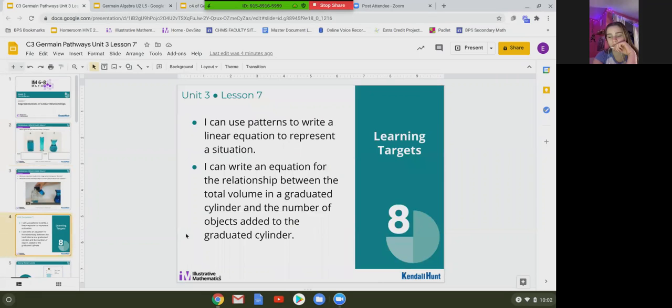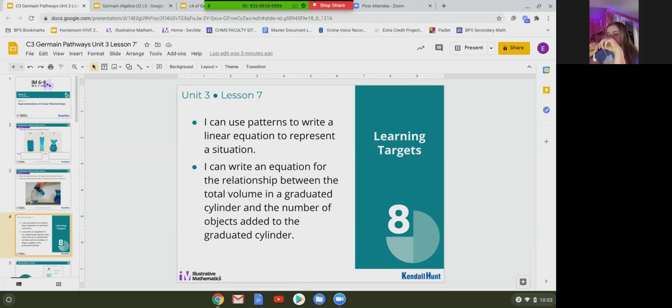Let's take a look at our learning targets for today. One of them is not how we usually write learning targets. Our learning targets are usually sort of more broad and not as specific. But the second one here is actually a very specific learning target where we're saying I can write an equation for the relationship between the total volume in a graduated cylinder and the number of objects added to the graduated cylinder. That's our second one.